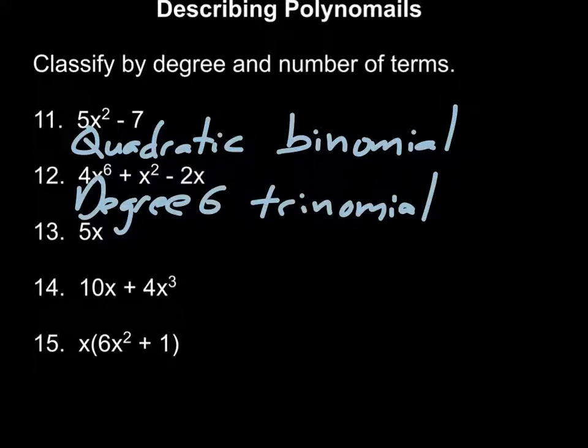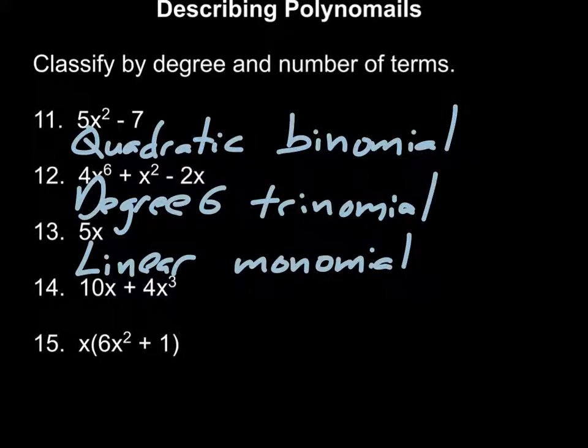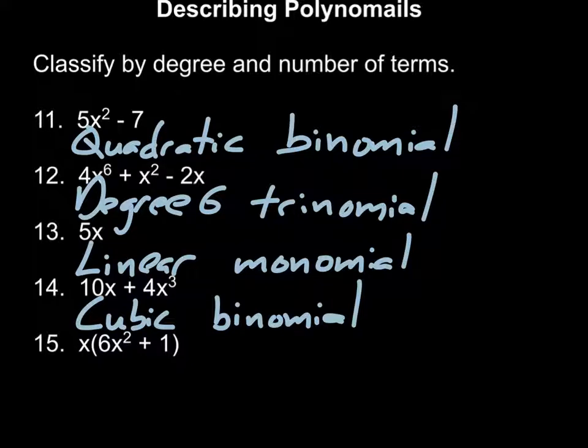Okay, for number 12, you should be finding it is a degree 6 trinomial, because the highest exponent there is 6, and there are 3 terms. Number 13, it is just x. That's like x to the 1, so it's degree 1. That means linear. There's only 1 term, so linear monomial. Number 14, you notice our highest exponent there is 3, so that one is cubic. There are 2 terms, so cubic binomial.